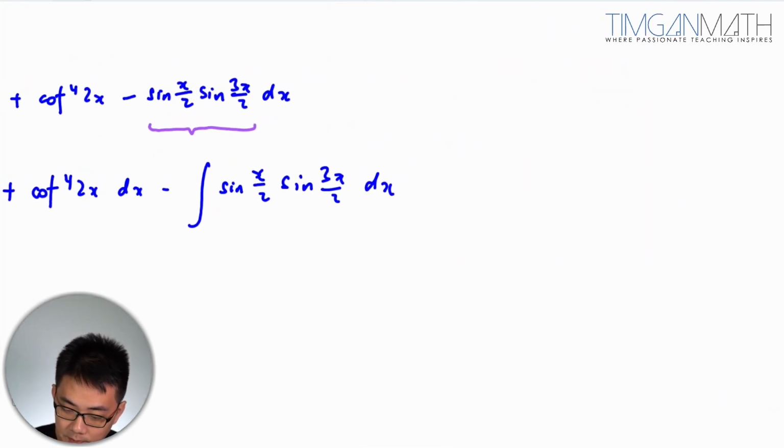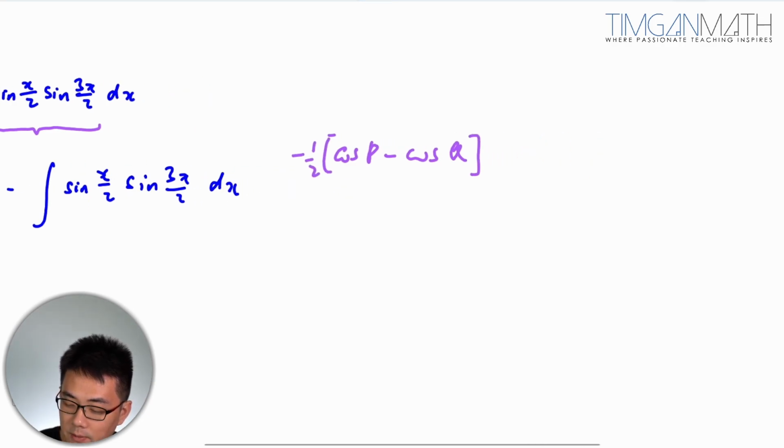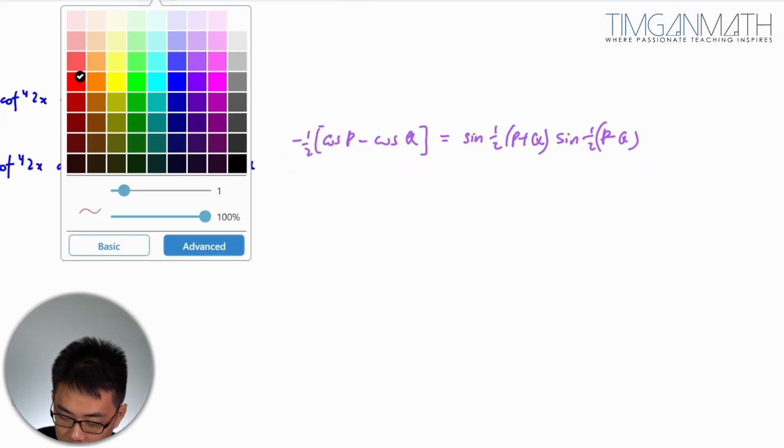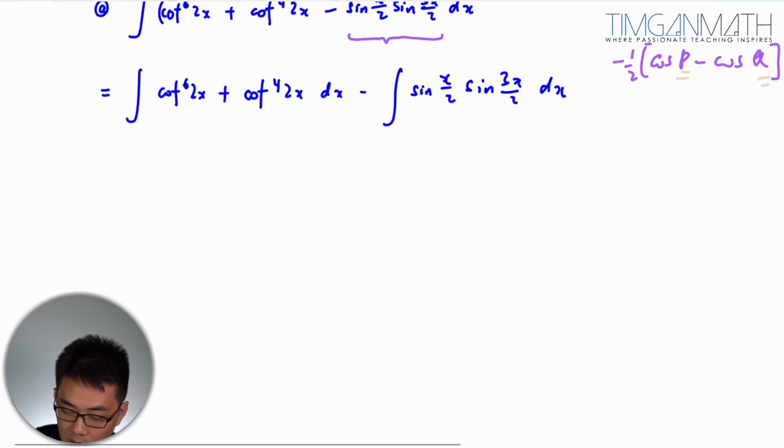So in this case here, I know that cosine p minus cosine q is minus half. I get back at this whole thing here, equals to sine half p plus q, sine half p minus q. Okay, so just know that this is your x over 2 and this is your 3x over 2. So you add them, you get p, and you minus them, you get q. Alright, so that's the main thing there.